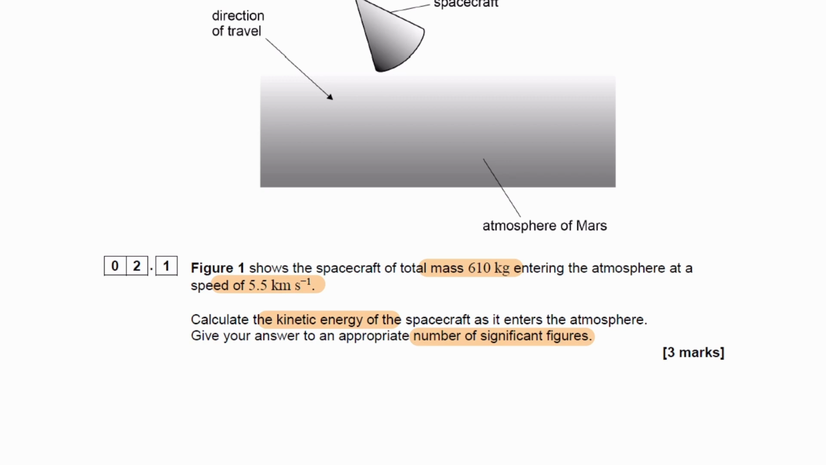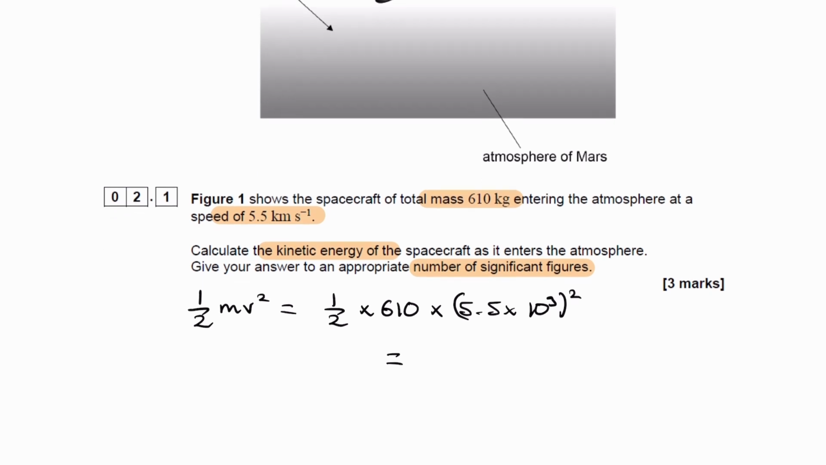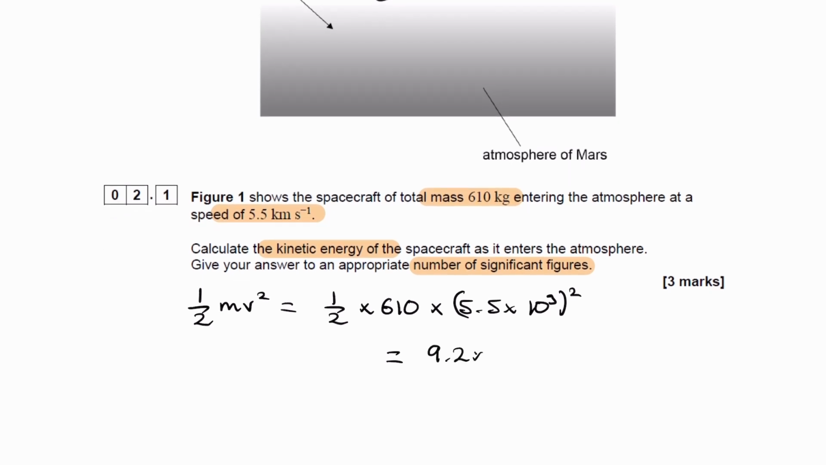Kinetic energy is half mv squared. That's a half times 610 multiplied by v squared, which would be 5.5 times 10 to the 3 all squared. And that to 2 sig figs is 9.2 times 10 to the 9 joules.